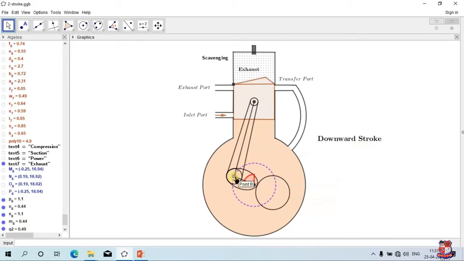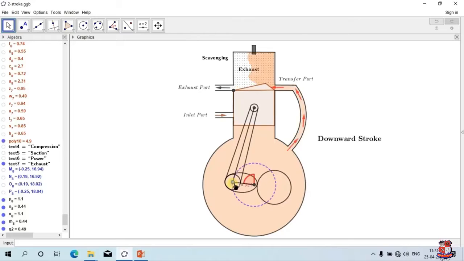Okay. And the fuel or charge present over here is compressed by piston, and as piston further moves downward, you can see here the transfer port and exhaust ports gets opened. Okay. So as soon as this exhaust port is opened, the exhaust gases will flow out of the cylinder to this port, and this charge present in the sump or crank casing will be pushed inside cylinder to transfer port.